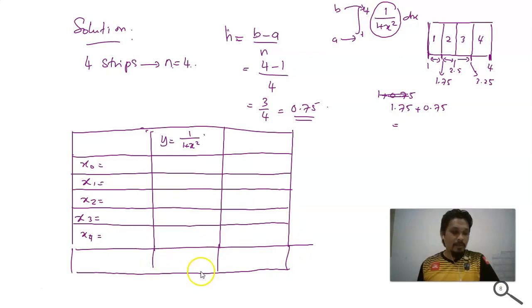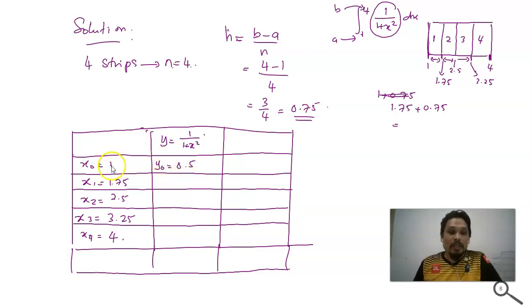Okay, so now substitute x naught with the first one here, x equal to 1, and this is 1.75, 2.5, 3.25, and 4. Okay, substitute x naught, which is 1, into the equation. 1 over 1 plus 1 squared. 1 squared is 1, 1 plus 1 equal to 2, 1 over 2 equal to y naught equal to 0.5.